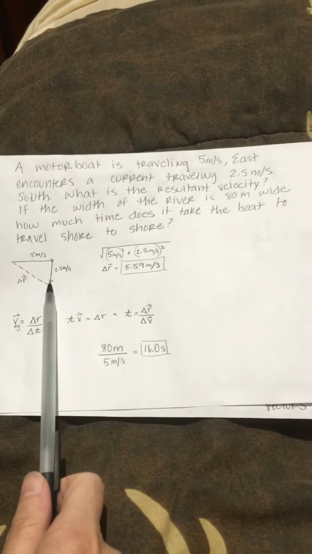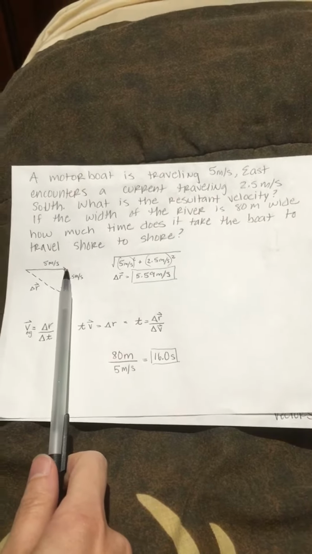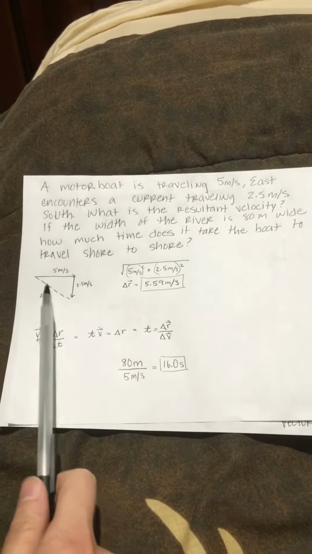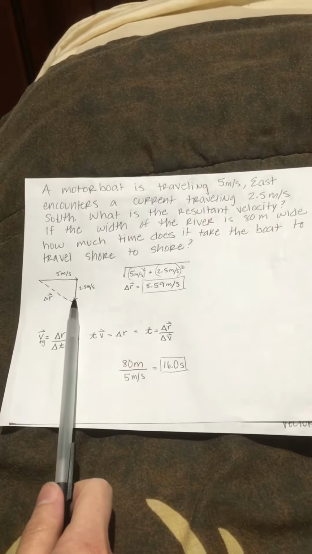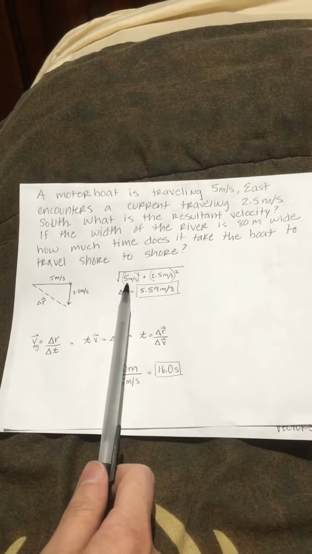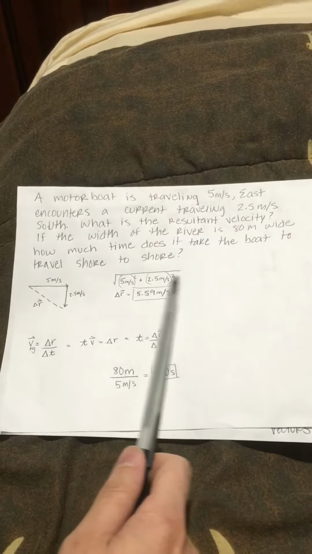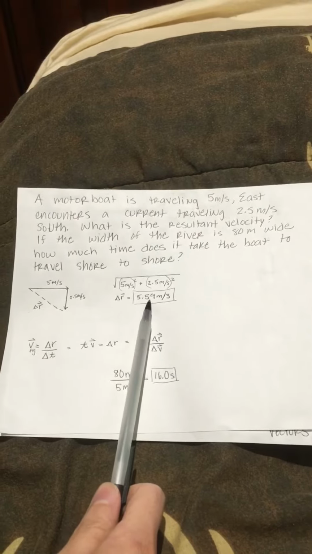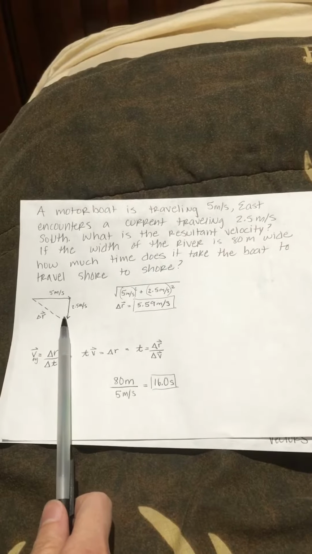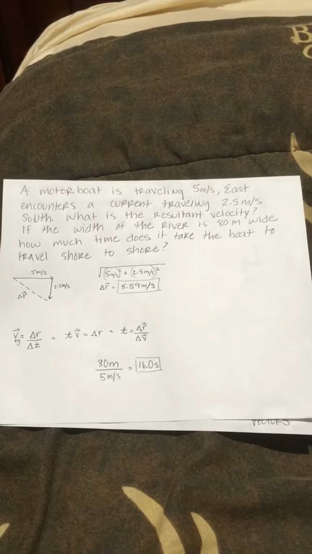So we're going to draw what's happening. We're going 5 meters per second east, and then a current that's 2.5 meters per second south is acting on us. So we need to find the resultant. And when you're given two sides, you can find the hypotenuse using the Pythagorean theorem, which you do: 5 meters per second squared plus 2.5 meters per second squared, all under the square root, and then you get the resultant is 5.59 meters per second. So that's how fast the boat will go when the current is acting on it.